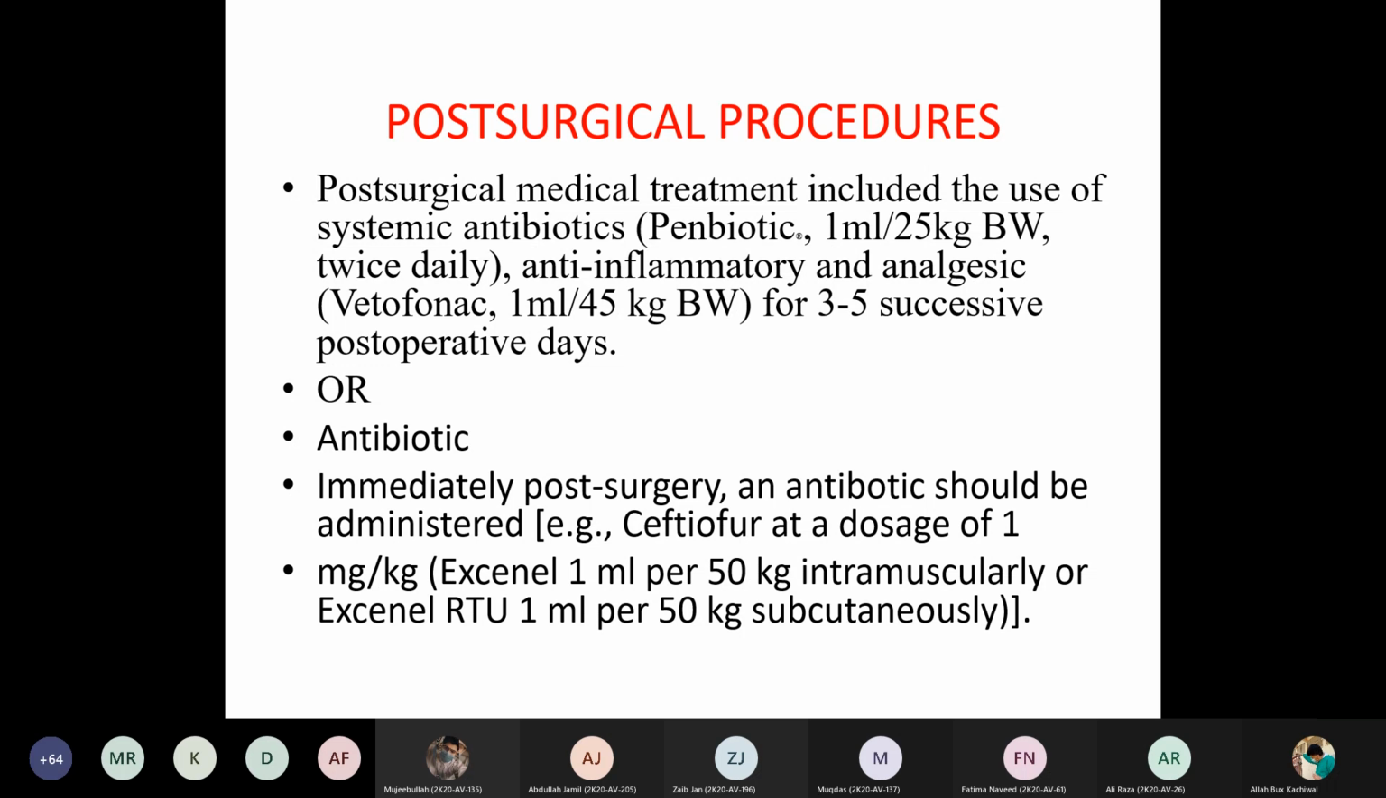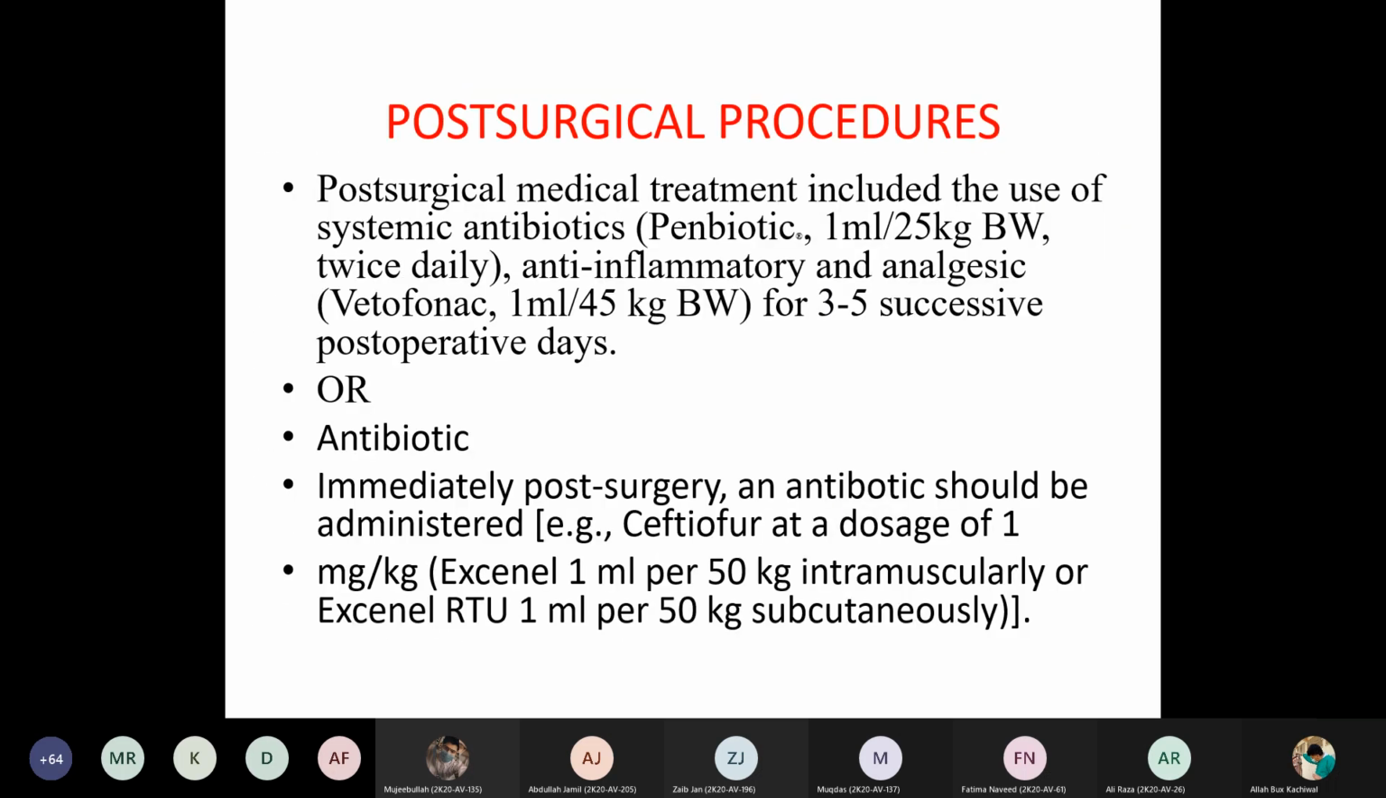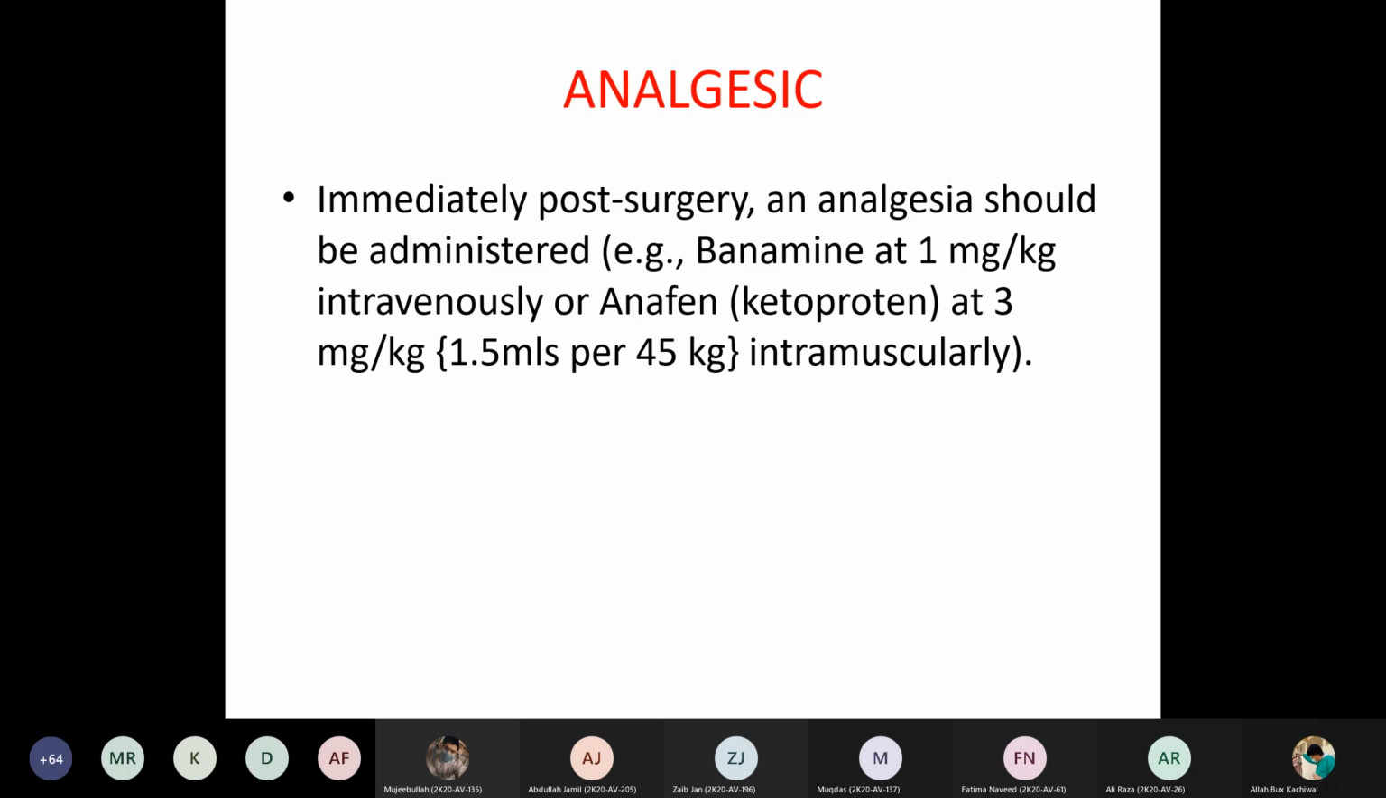Post-surgical medical treatment included the use of systemic antibiotics like Penbiotic 1 ml per 20 kg body weight twice daily, or anti-inflammatory or analgesic drugs like Vetofonic 1 ml per 45 kg body weight for 3 to 5 successive post-operative days. Immediately post-surgery, an antibiotic should be administered like Ceftiofur at a dose of 1 mg per kg, or Axinel 1 ml per 50 kg intramuscularly, or Axinel RQ 1 ml per 50 kg subcutaneously.